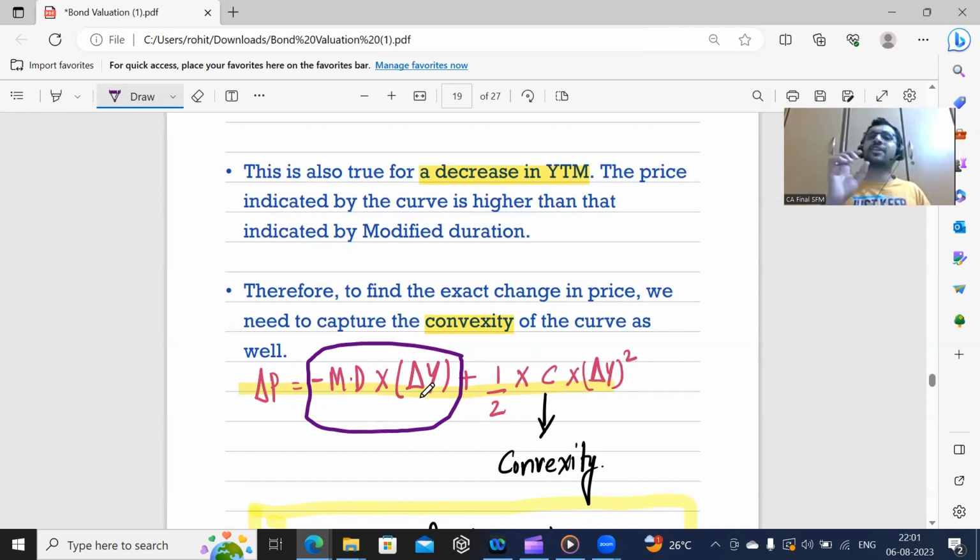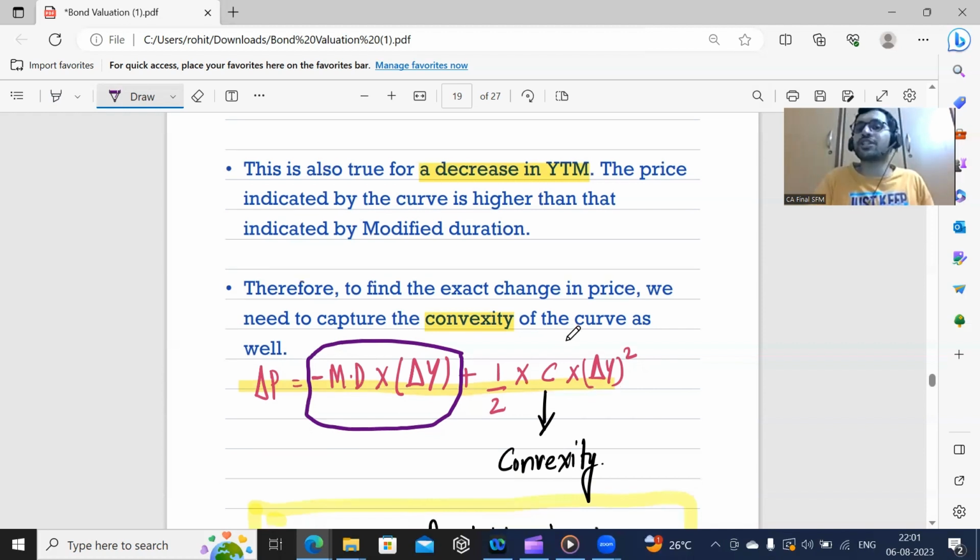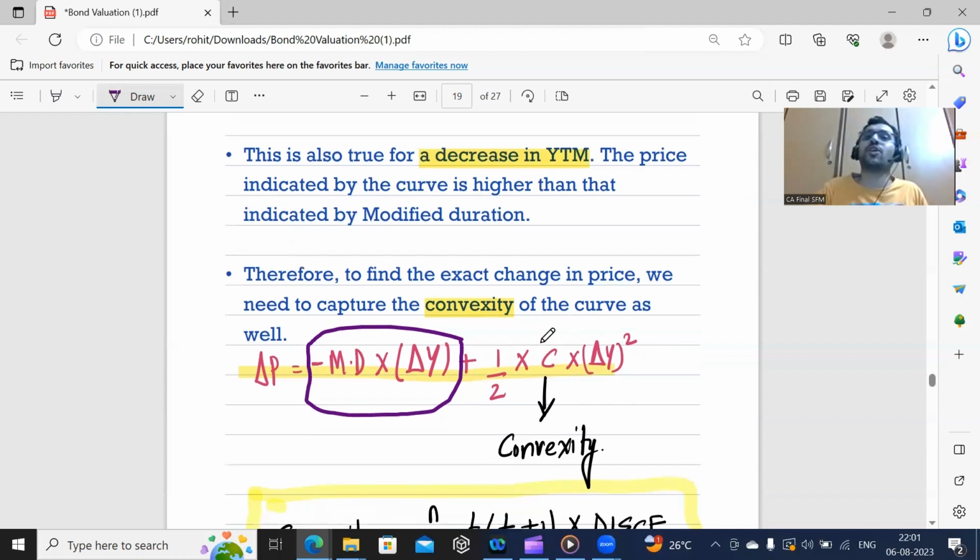Let us say if interest rates change by 0.5 percentage, then delta y is 0.5. If interest rates change by 0.3 percentage, delta y is 0.3, and delta y square is 0.3 square. And therefore we have got an additional term that we have to discuss, which is called convexity.